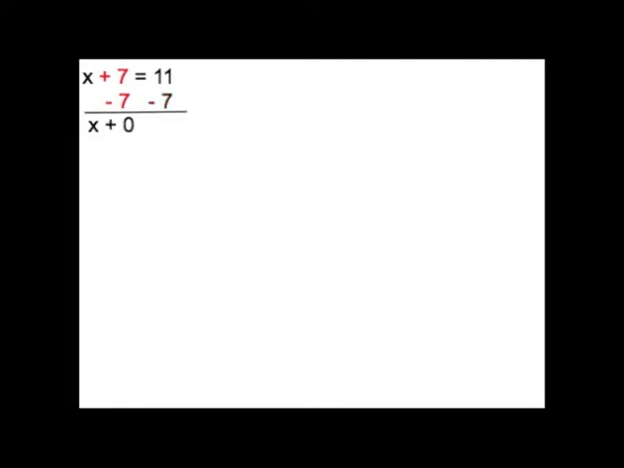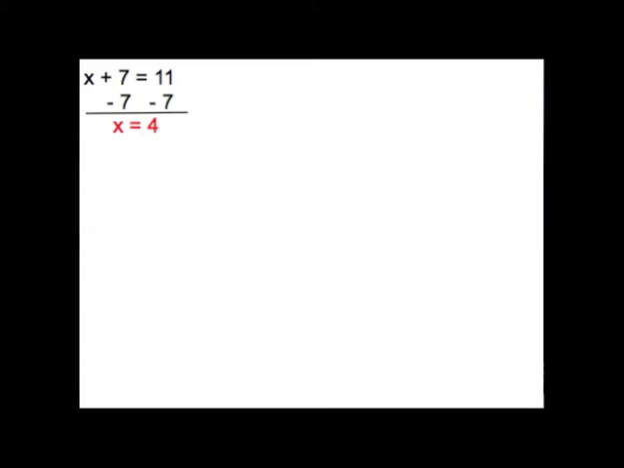So if we subtract one side by 7, we have to subtract the other side by 7. On the left side of the equation, the plus 7 and the minus 7 will add up to be 0. So we are left with x plus 0. We know that x plus 0 will just be x, so that is what we are left with on the left side of the equation. Let's take a look at the right side of the equation now. We had 11 minus 7, which is 4. So we have successfully solved for our variable x.